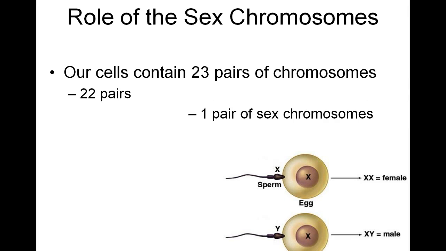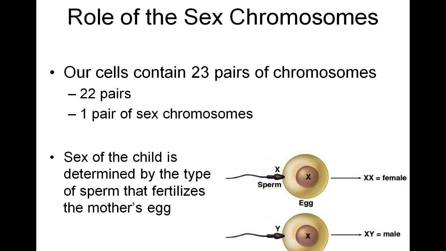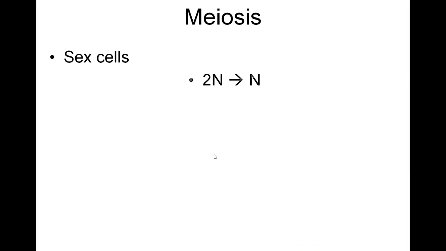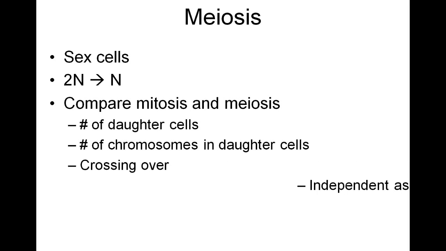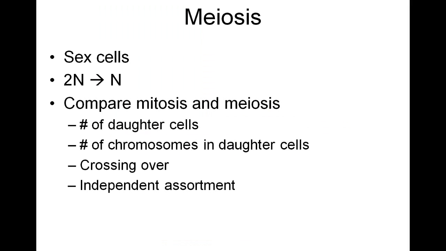Okay, so sex chromosomes, you guys know the sex is determined by the sperm. The sex chromosomes that the mom donates are all X's. That's all she has to give. The sperm, though, could either be X or Y. Now meiosis is the process they call reduction division. It's the process of how we make sperm and eggs. We're going to go from a diploid cell to a haploid cell.